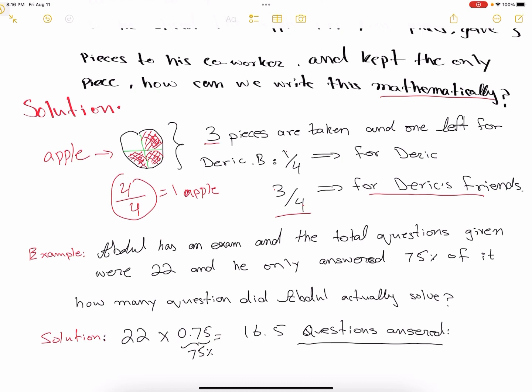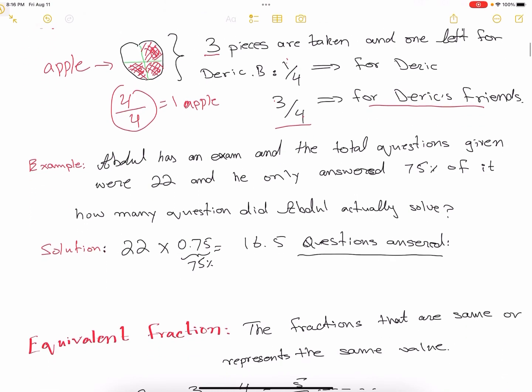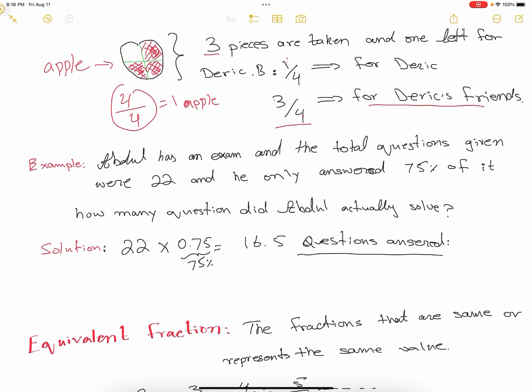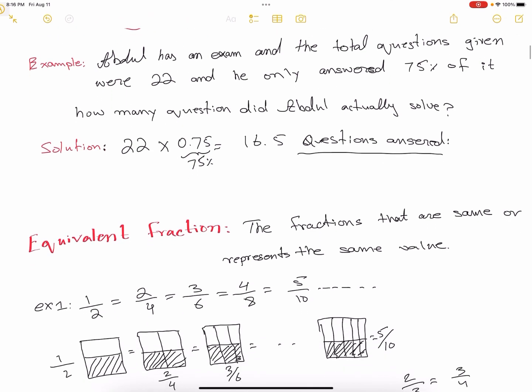So that's how we write it down. 4 over 4 is the full or whole apple. And since his friends got 3 pieces of those 4 pieces, he was only left with 1 over 4, or 1 piece out of 4, or we can call it 1/4. Let's keep moving.